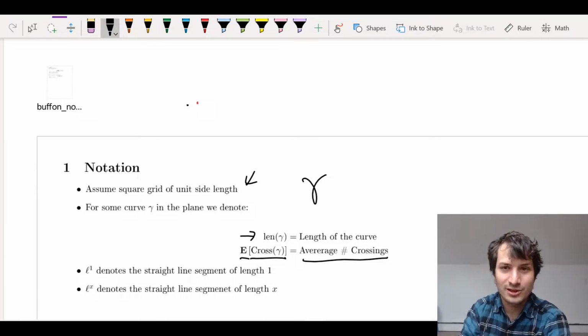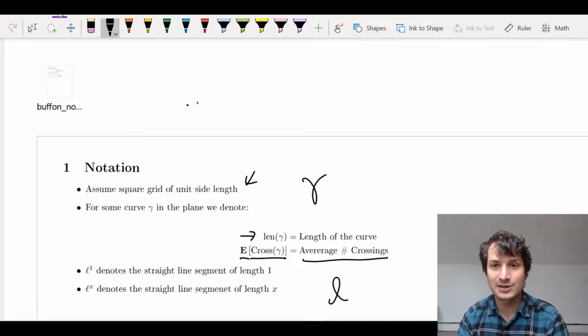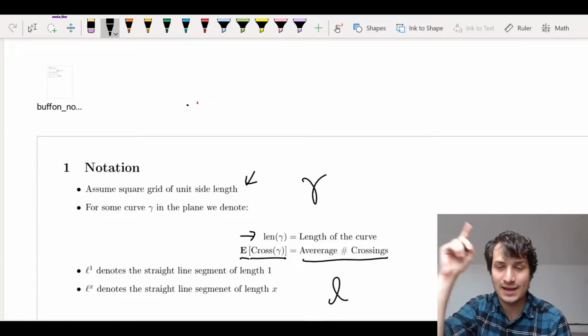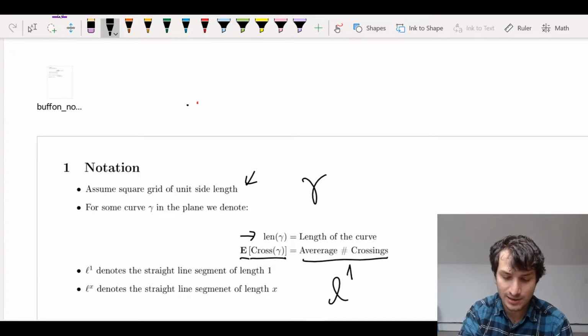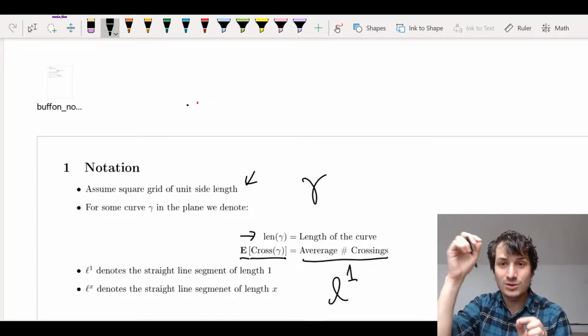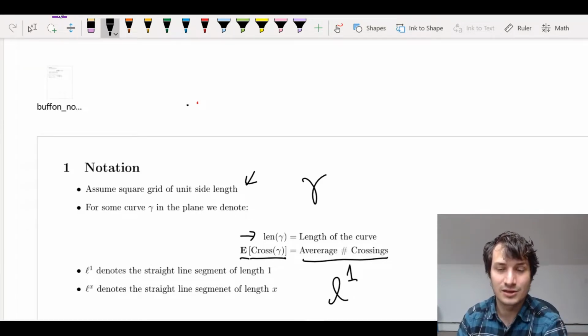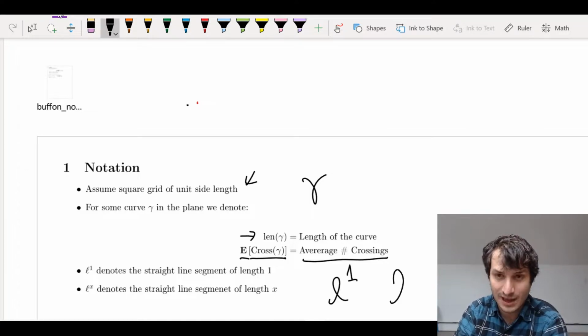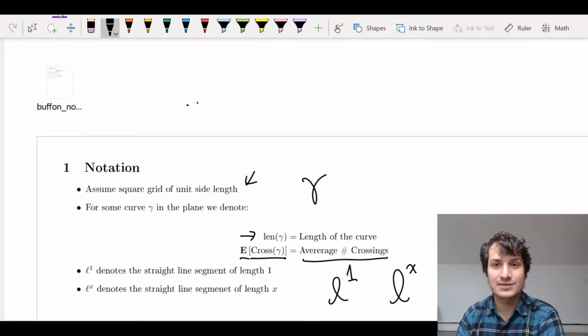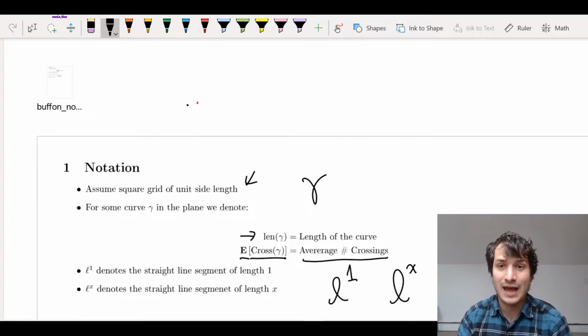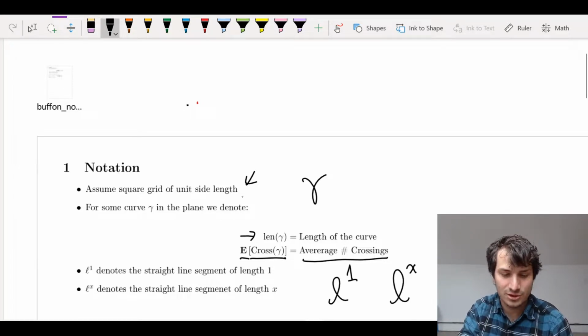Okay, two more notations. For line segments, I'm going to use the notation L for line segment, and I'm going to do a superscript with the length of the line segment. So for example, L^1 is a unit line segment that you throw onto the grid. That was exactly what we did in the Buffon needle problem. That was the first thing in the video. And more generally, L^x is a line segment of length x.